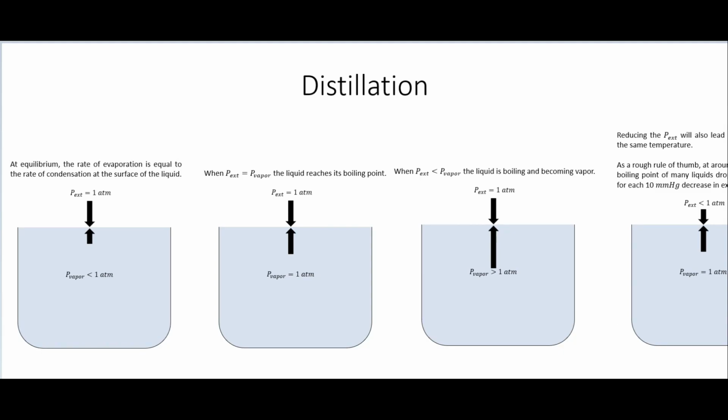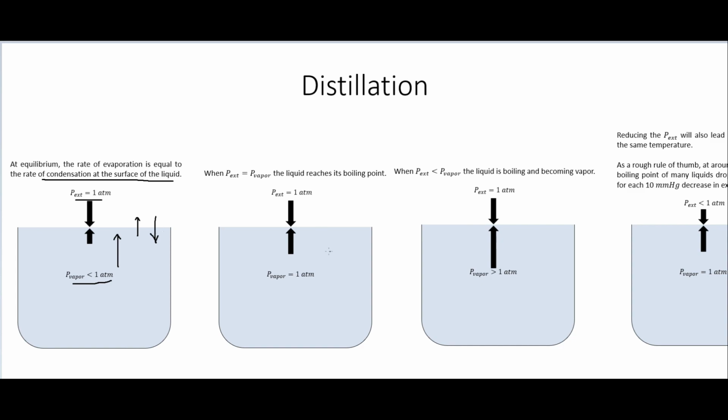In this video, I'm going to discuss distillation. And so first, I'm going to start off with a little bit of boiling point theory. At equilibrium, the rate of evaporation is equal to the rate of condensation on the surface of the liquid. And so we have the vapor pressure here, which is less than 1 atmosphere, and then our external pressure is 1 atmosphere. So there's the same amount going out as there is coming in of these molecules of whatever our solution is here.